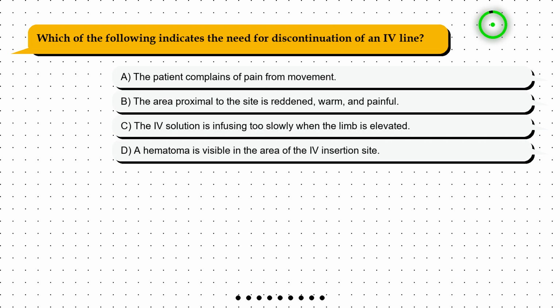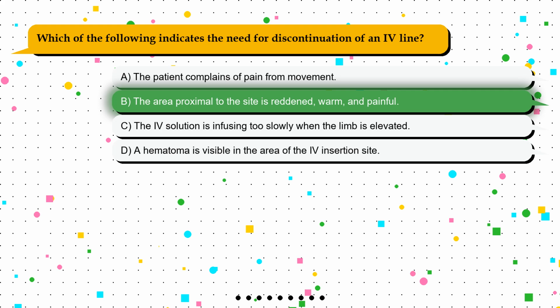Question 3. Which of the following indicates the need for discontinuation of an IV line? Option A. The patient complains of pain from movement. Option B. The area proximal to the site is reddened, warm, and painful. Option C. The IV solution is infusing too slowly when the limb is elevated. Option D. A hematoma is visible in the area of the IV insertion site.